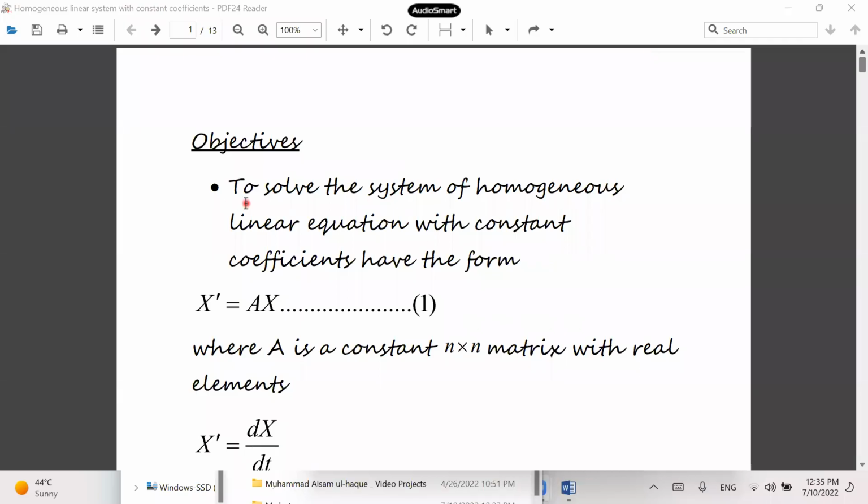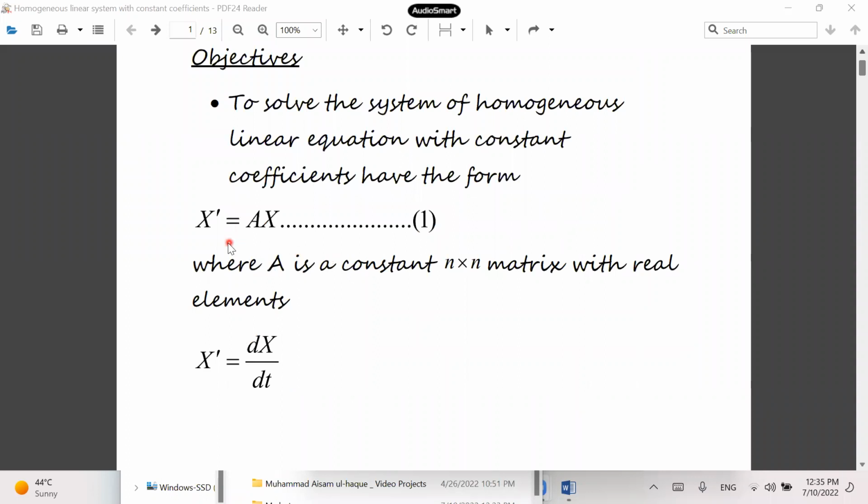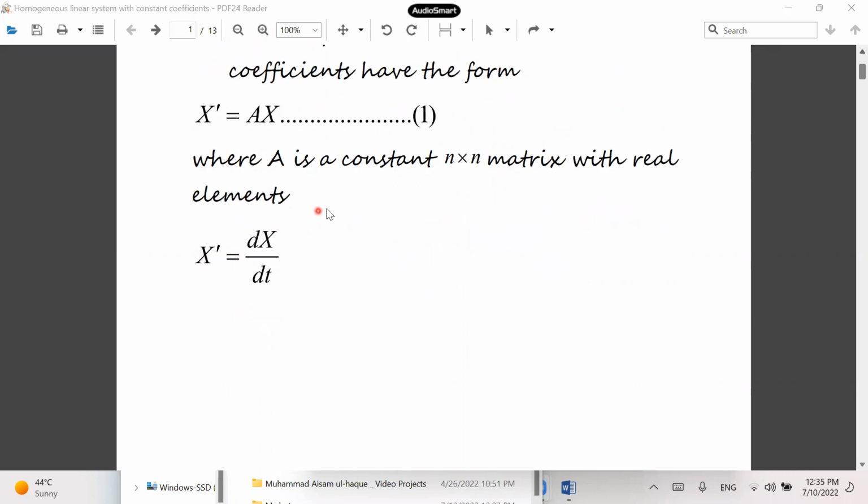This lecture is about finding the solution of the system of homogeneous linear equations with constant coefficients. It is of the form x' = Ax, which we term equation number 1, where A is a constant, usually n×n matrix with real elements, and x' is equal to dx/dt.